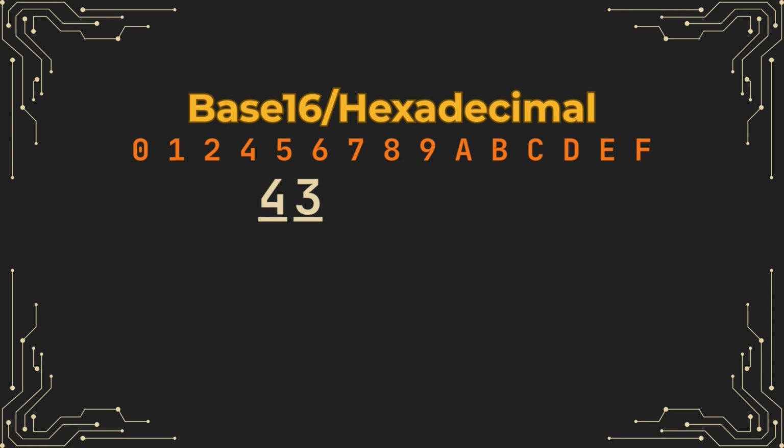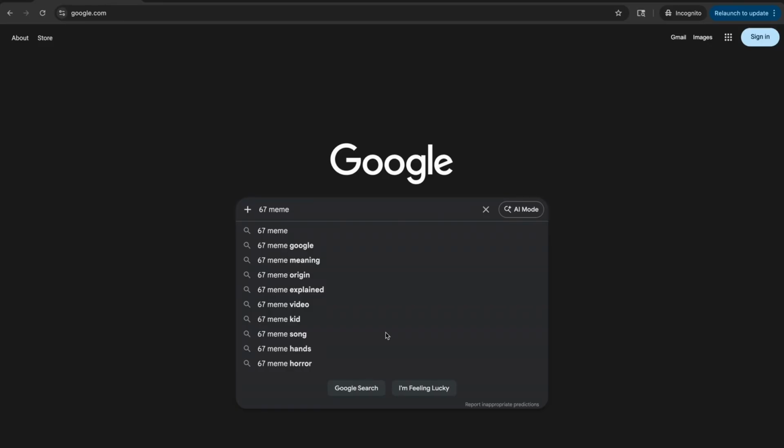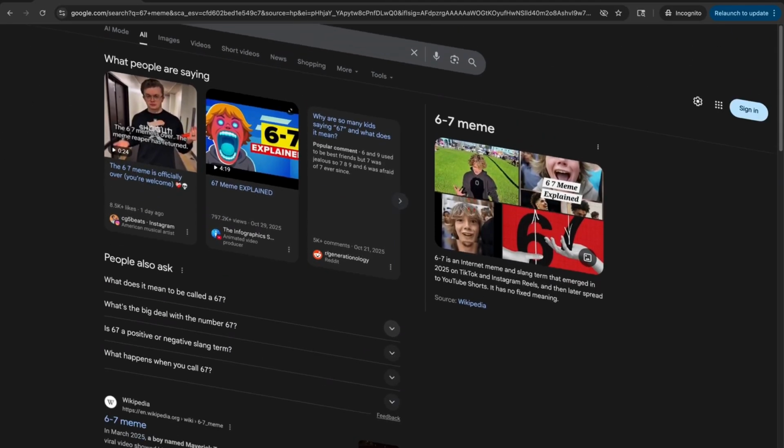Let's try converting the hex number 43 into decimal. The 3 is in the 16 to the power of 0 column, the ones place. The 4 is in the 16 to the power of 1 column, the 16s place. So we have 4 sixteens, 3 ones. 64 plus 3 gives us 67. Guess what I found when I searched 67 meme on Google?